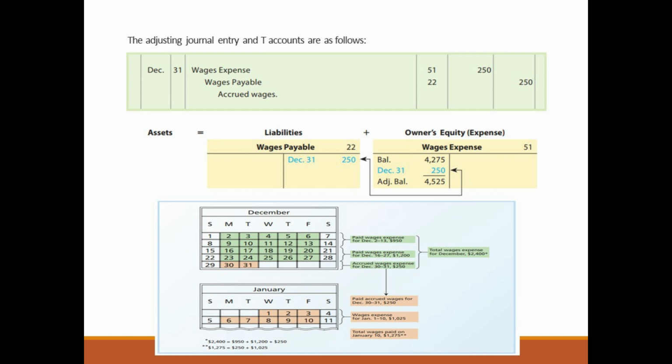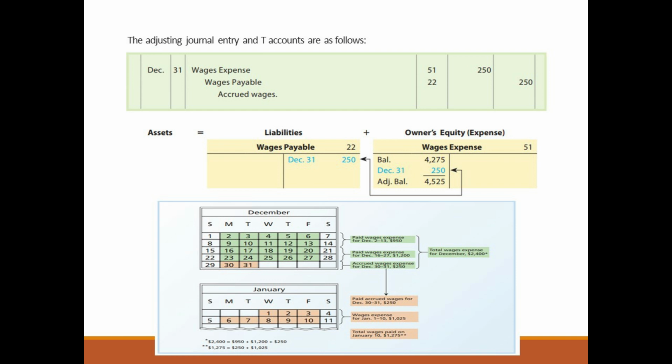After the adjusting entry is recorded and posted, the debit balance of the wages expense account is $4,525. This balance is the wages expense for 2 months, November and December. The credit balance of $250 in wages payable is the liability for wages owed on December 31st.